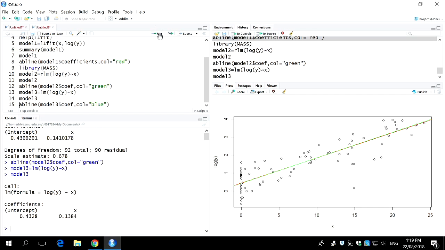So there we go. Model 3's fit. Intercept is 0.432. Again, very close compared to 0.439, compared to 0.442. So you can see there is some difference, but not much. The slope's quite different, 0.138 versus 0.141, and the other one was 0.139, I think, from memory. So this gives you a slightly different slope again.